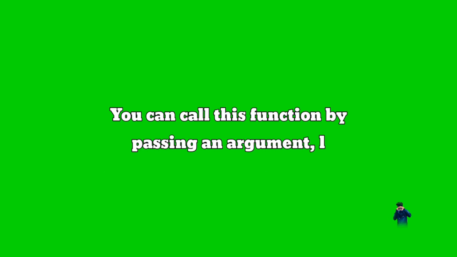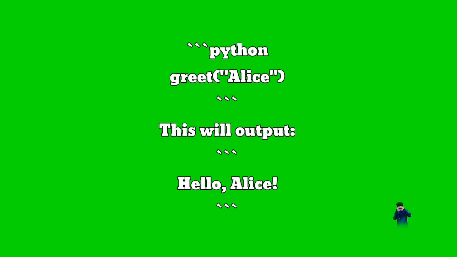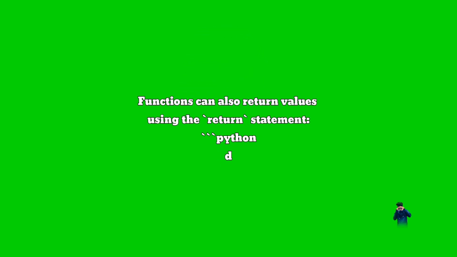You can call this function by passing an argument, like so. Python: greet("Alice"). This will output "Hello, Alice". Functions can also return values using the return statement.